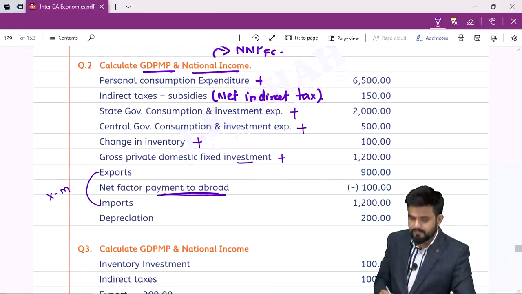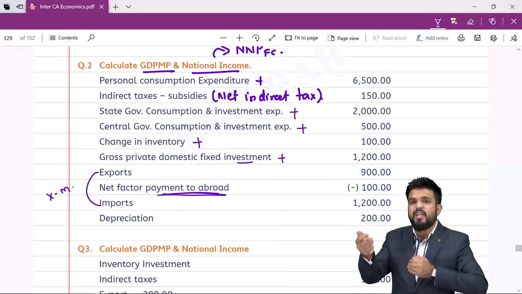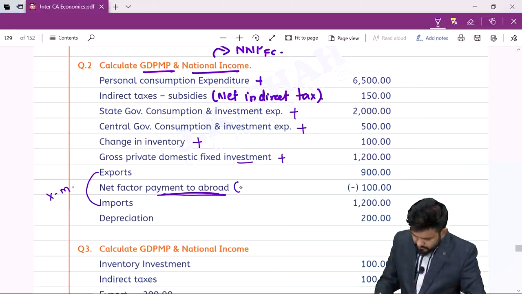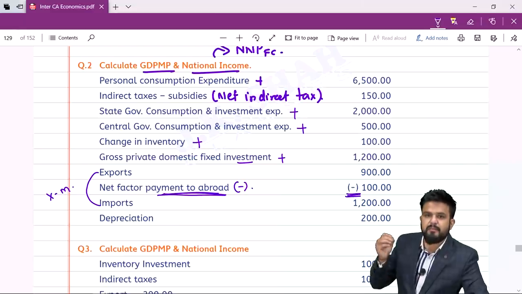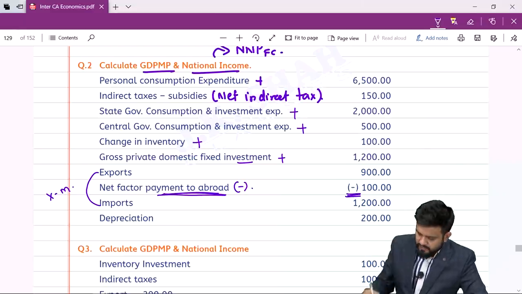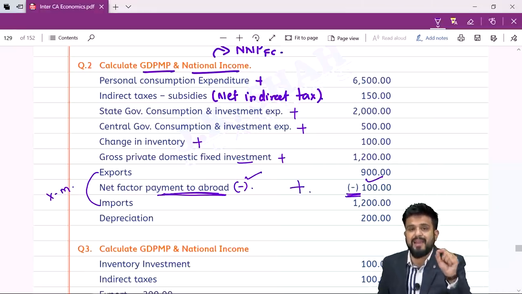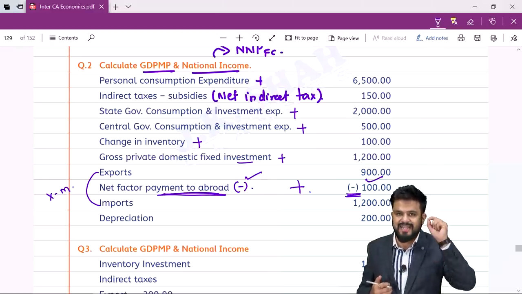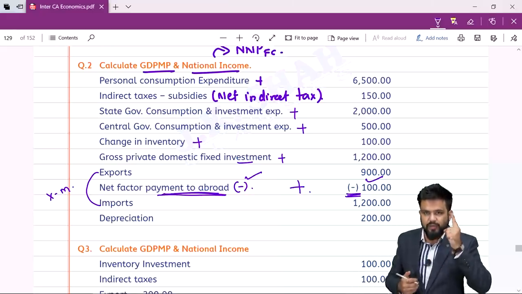Net factor payment to abroad. Now my dear students, please be very careful. Net factor payment to abroad means money is going out of the country. So what we do? We minus. But students, here the sign is already minus. Already the sign is negative. Then this minus will become plus. Now students, payment negative means money has come from abroad. It is actually NFIA. So you will add 100 rupees, you will add.